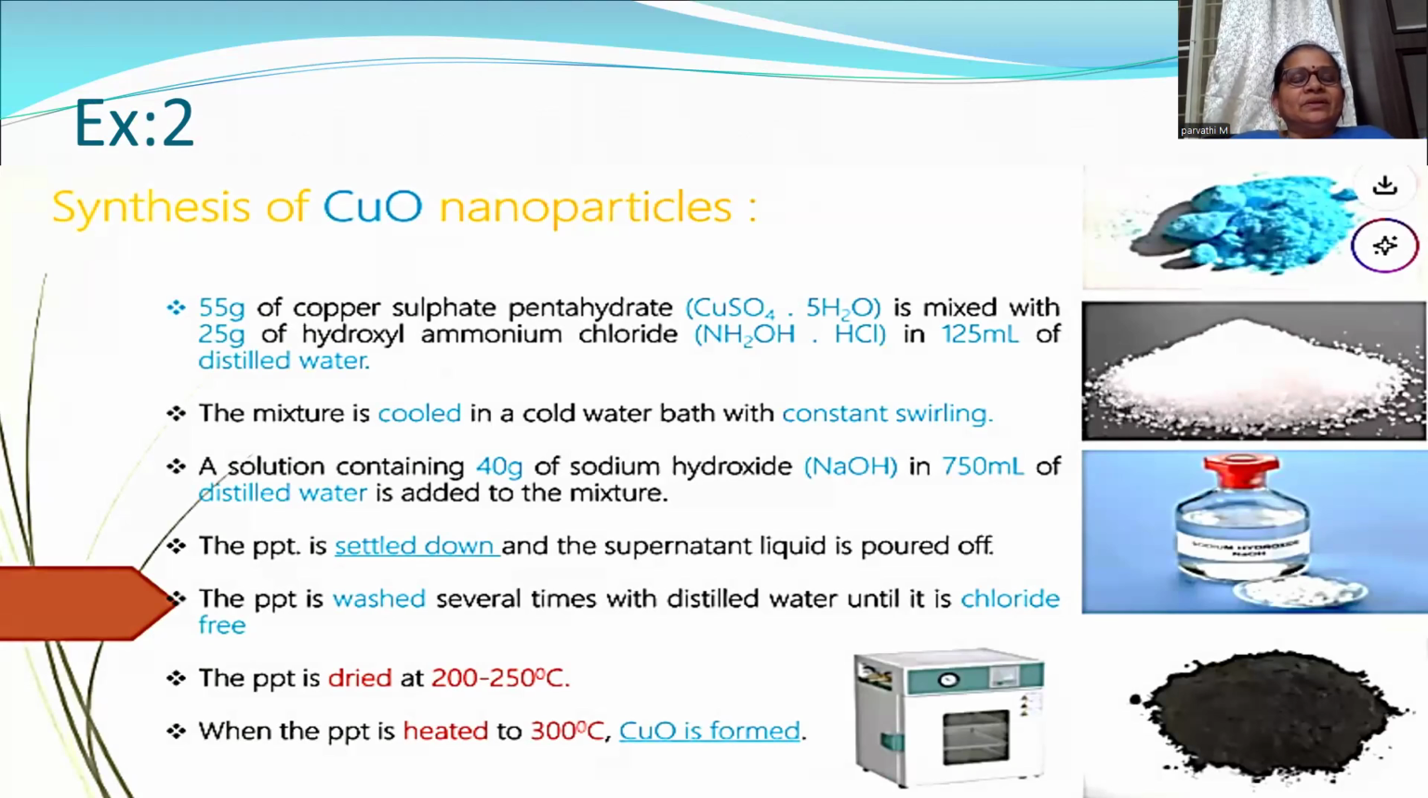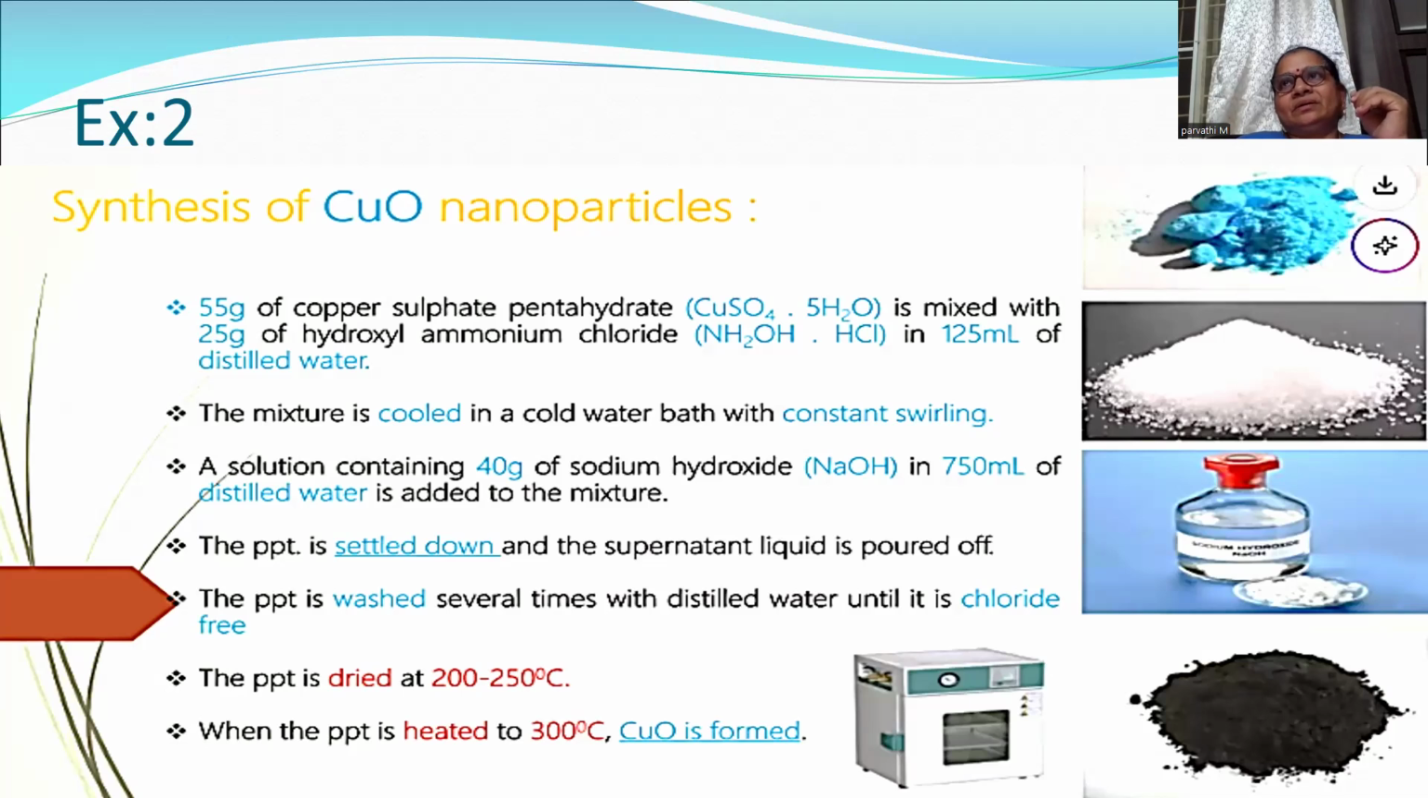For that, we require a certain amount of copper sulfate pentahydrate, then mixed with 25 grams of hydroxylammonium chloride and ammonium chloride, and the mixture is cooled in cold water, and then constant swirling is required. A solution containing 40 grams of sodium hydroxide, NaOH, in 750 ml of distilled water is added to the mixture. So the precipitate settles down and the supernatant liquid is poured off.